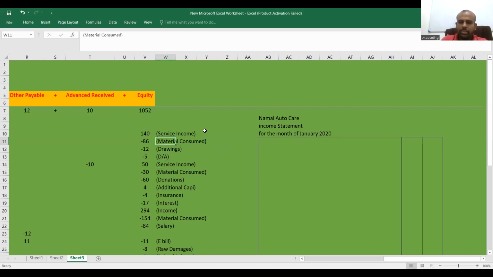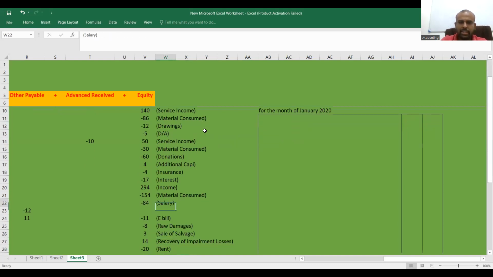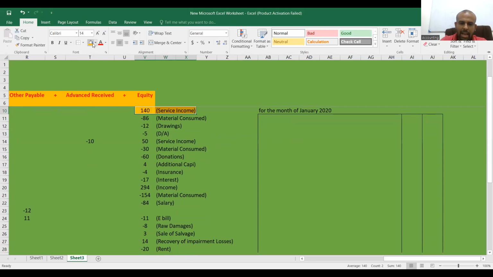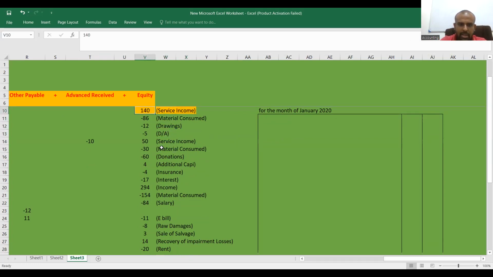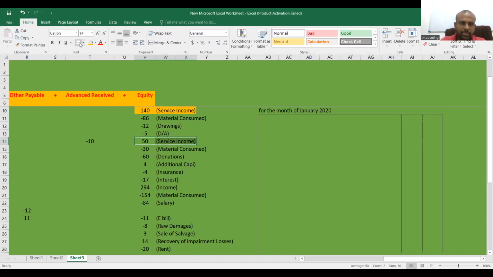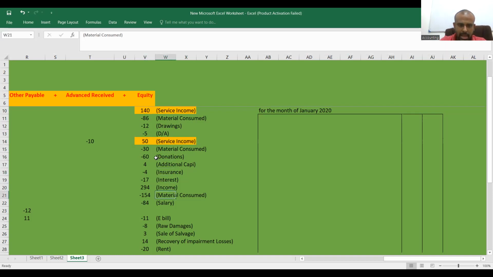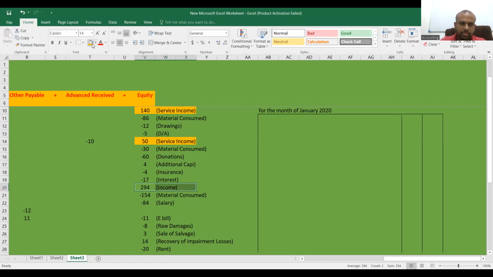Now this is not a trading business. They provide the service and generate the income. Therefore, they can't have the sales. They will have the service income. How many times they have generated the service income? This 140. Yeah, this 100. Sorry, this 50. And yeah, here also this 294 is also service income. You call that as service income.